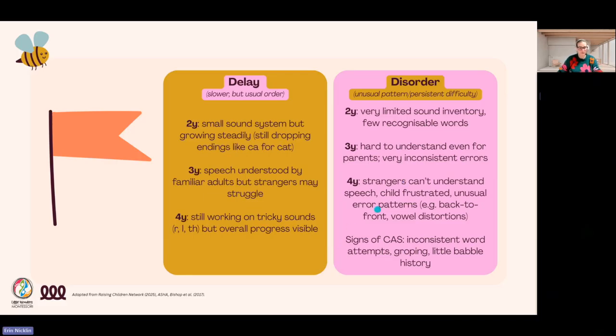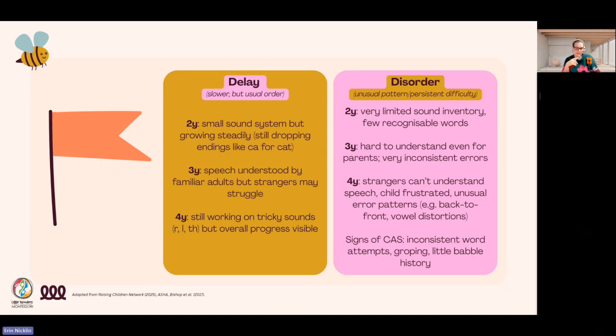And then by 4 years, if we're looking like there might be some disorder in our speech, strangers can't understand speech. Our children often start to get very frustrated because they know what they want to say, they just can't be understood. Unusual error patterns. So we might do things like back to front sounds or vowel distortions. We call them distortions. So any of our A, E, I, O, U sounds, we've got lots of them in our language. They might sound different or like another one.